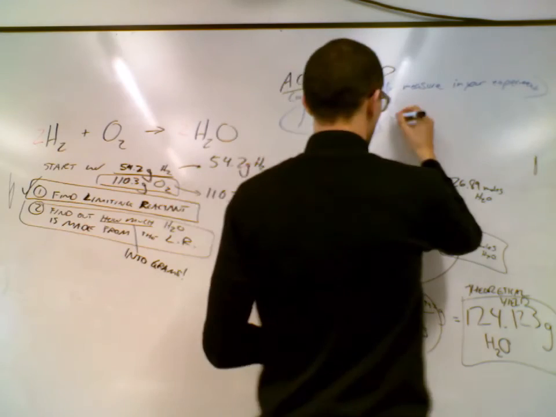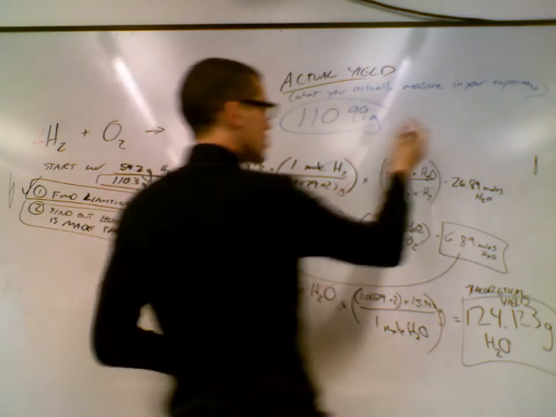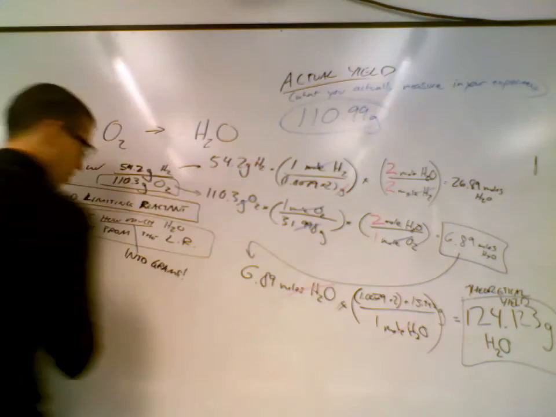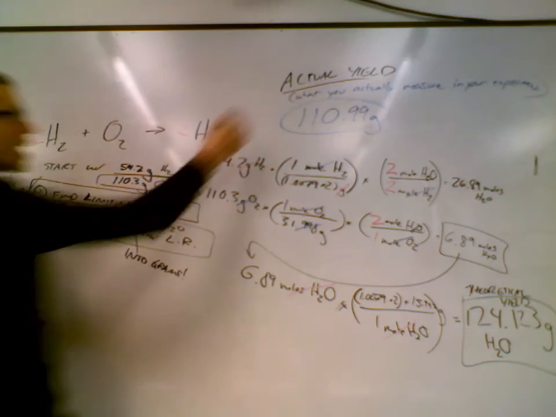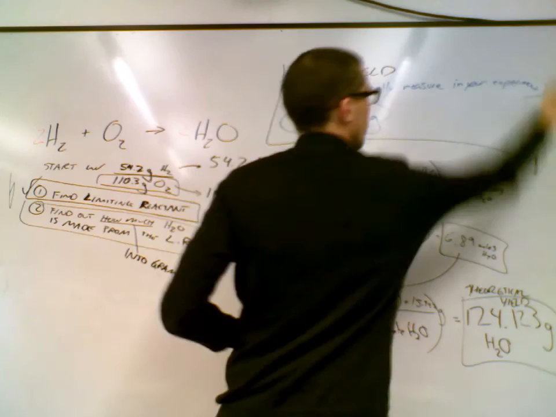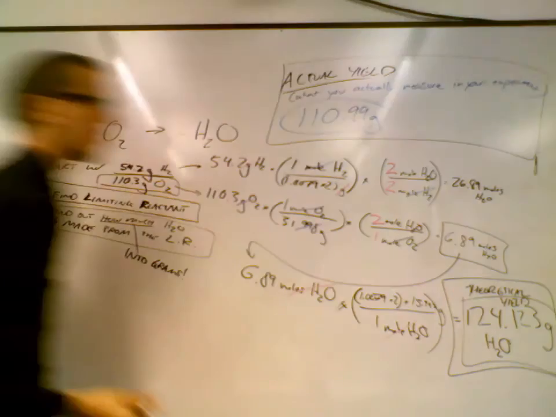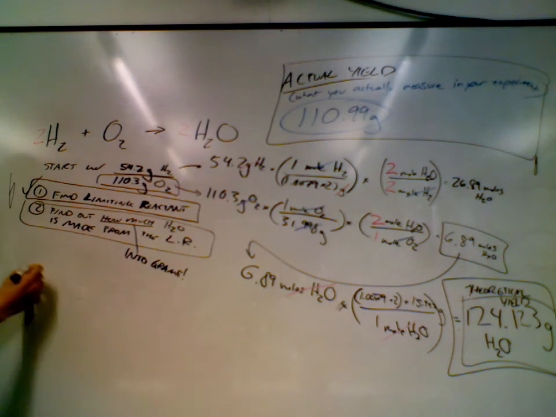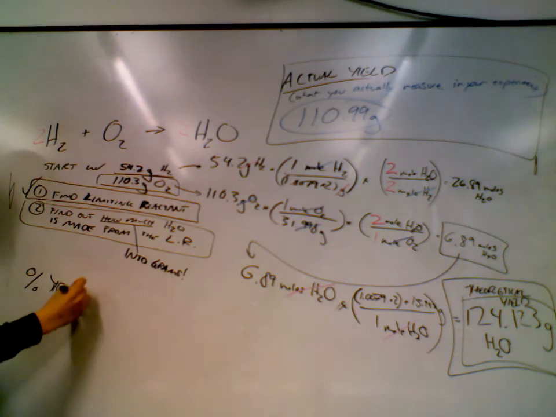So, if that's our actual yield, which you don't know unless you're actually running the experiment, what is your percentage yield? Let's go down here for this. So if this is the actual, and this is your theoretical, what is your percentage yield? That's what we call percent yield. 89.4 percent yield.